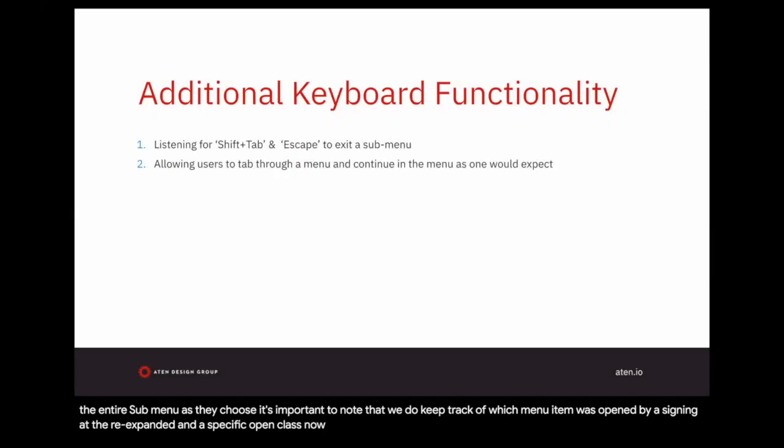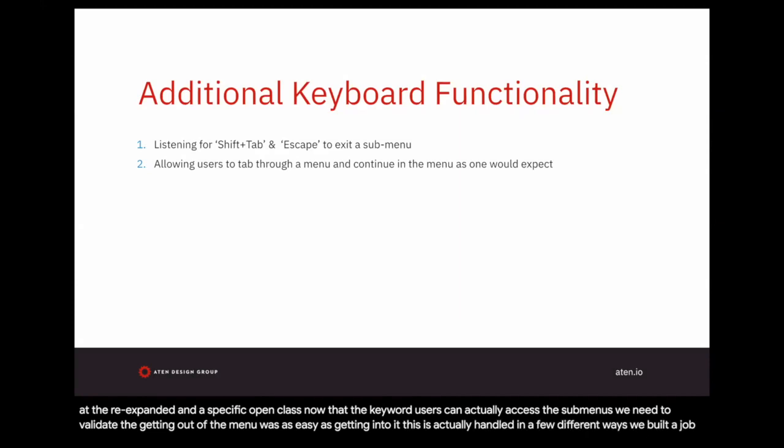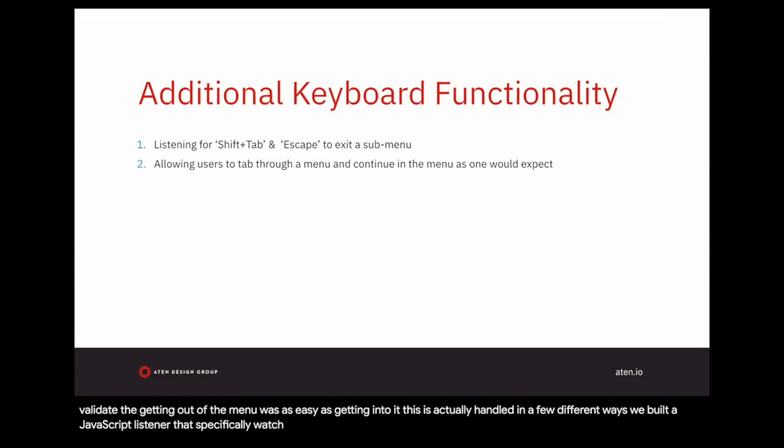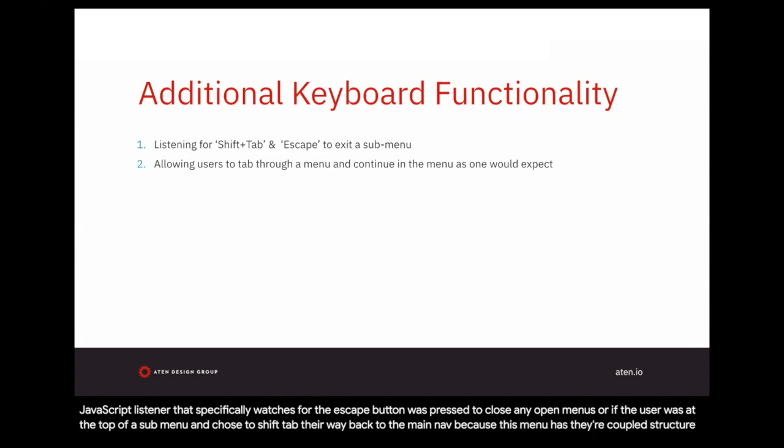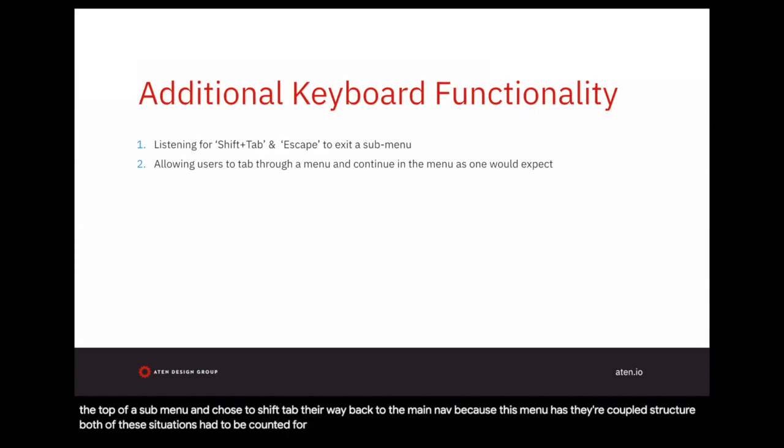Now that the keyboard users can actually access the submenus, we need to validate that getting out of the menu was as easy as getting into it. This is actually handled in a few different ways. We built a JavaScript listener that specifically watches for if the escape button was pressed to close any open menus, or if the user was at the top of a submenu and chose to shift tab their way back to the main nav. Because this menu has a decoupled structure, both of these situations had to be accounted for to make sure that the user would end up where they expected to be.